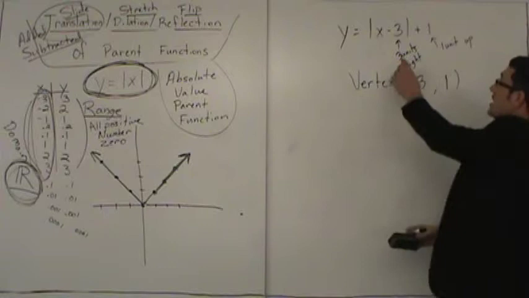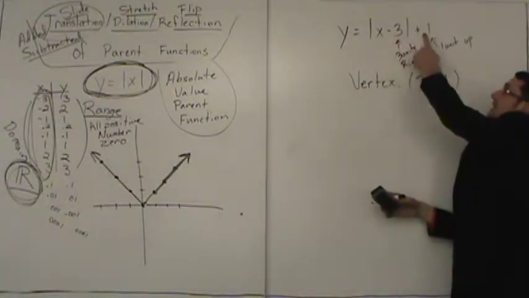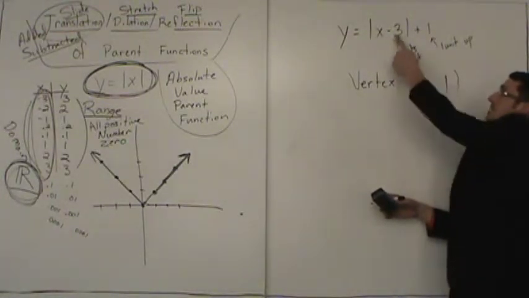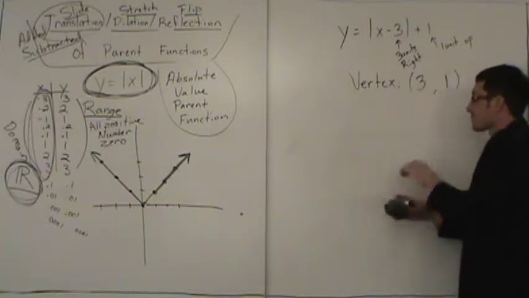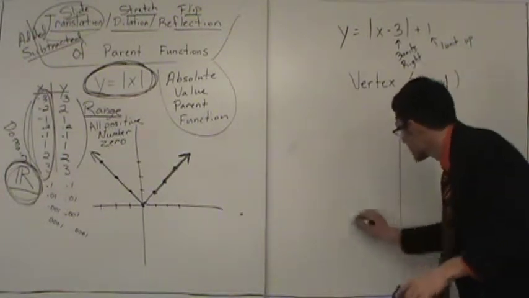So what did we do? We changed the value of what's on the inside, and we left alone what's on the outside. So we changed this to positive 3, and the point is positive 1. Now, we graph the function this way.